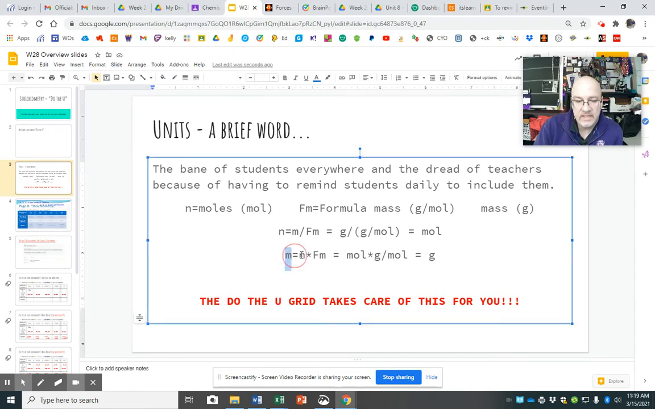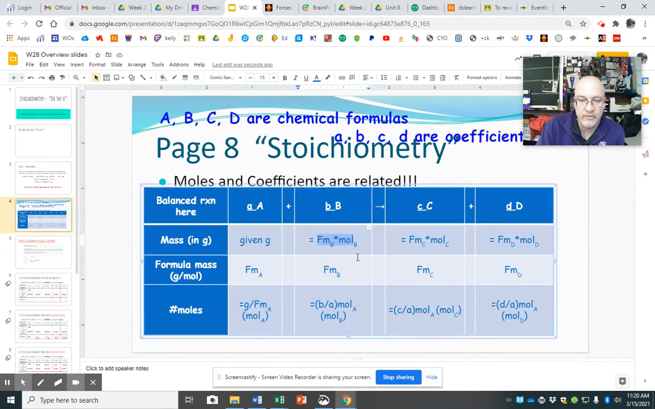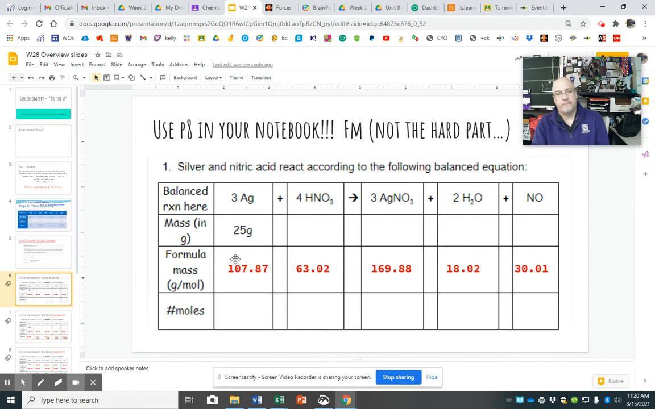And then this one says moles times formula mass is the mass, and this one, moles down here times formula mass is the mass. So that's the way it works out. All right, let's look at this part. You have 4 problems to do for the only assignment we're doing on day 1. I will do one of them, so you have 3 problems to do.